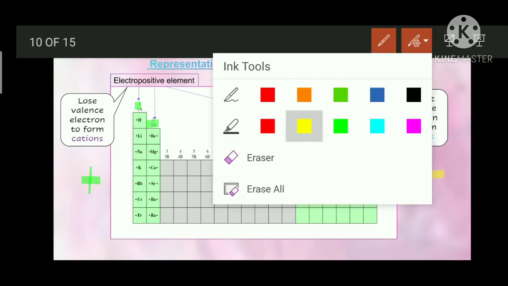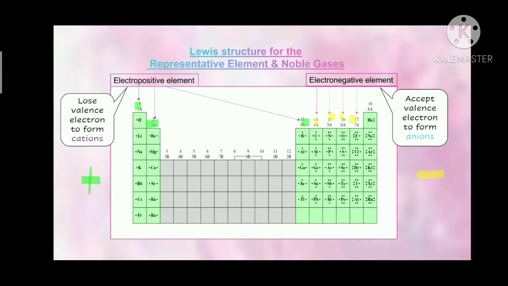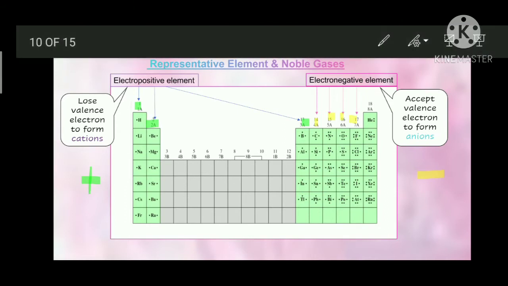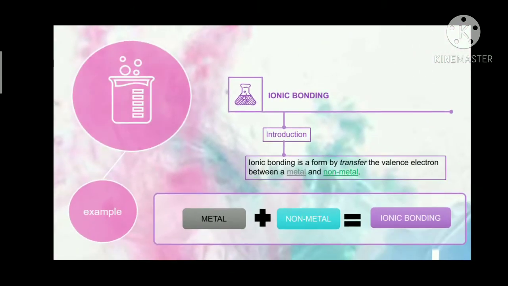Now we go to an example. Before we go to the example, I would like to explain what the dots around the elements are. This is a Lewis symbol. The Lewis symbol is the same as the valence electrons. Now we go to the example.